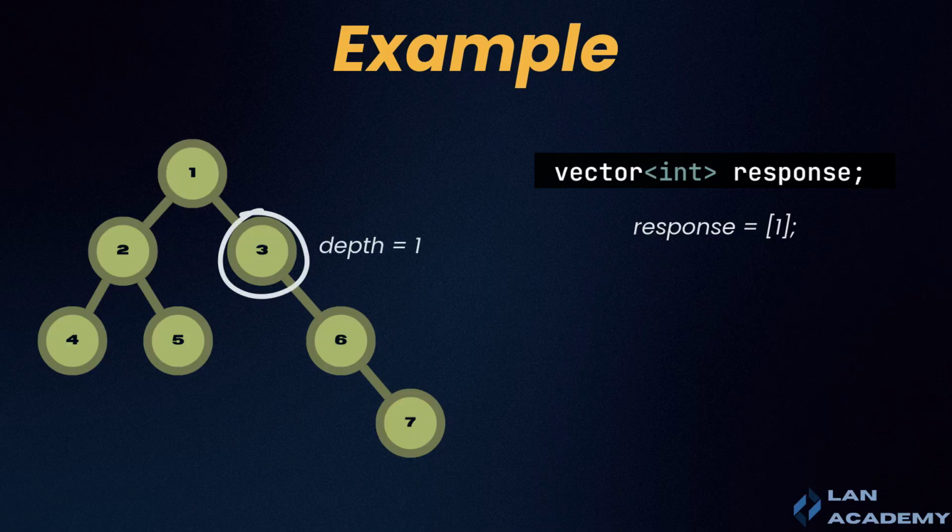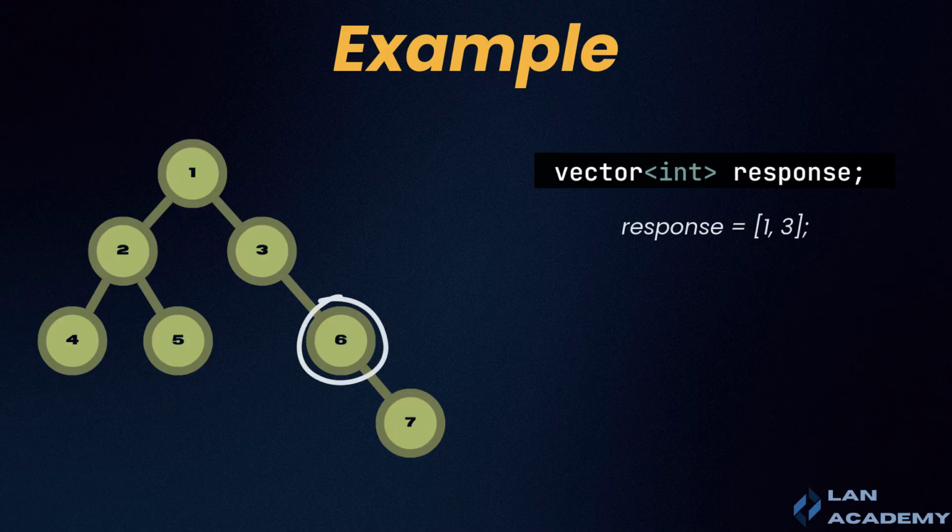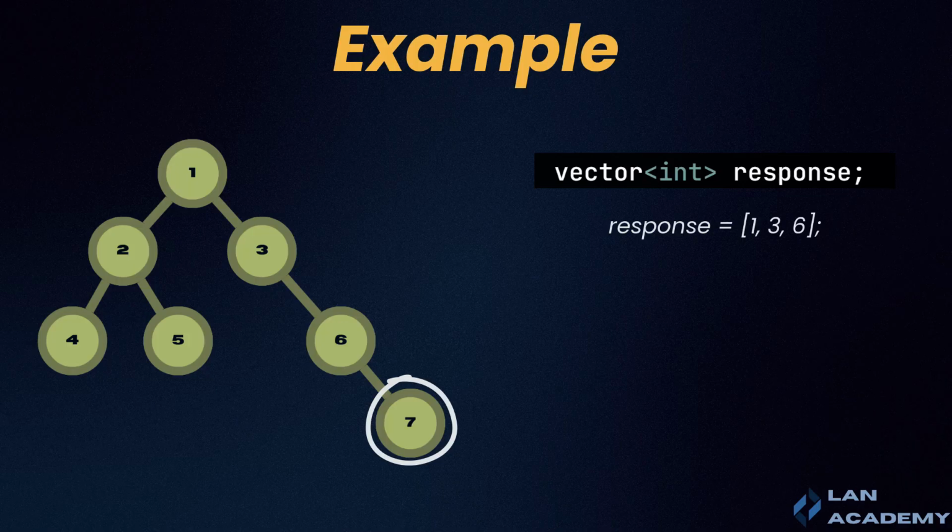Since depth 1 is equal to the size of the response vector, which is now 1, we add 3 to the response vector. Next, we move to the right child of node 3, which is node 6 at depth 2. Since depth 2 is equal to the size of the response vector, which is now 2, we add 6 to the response vector. We then move to the right child of node 6, which is node 7 at depth 3.